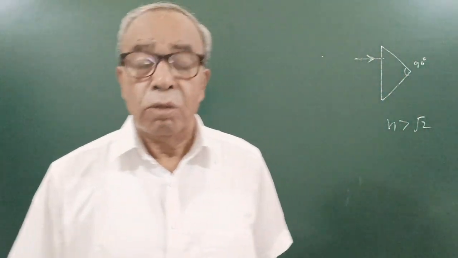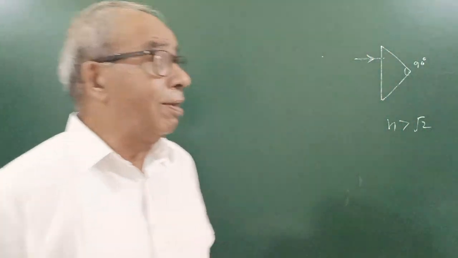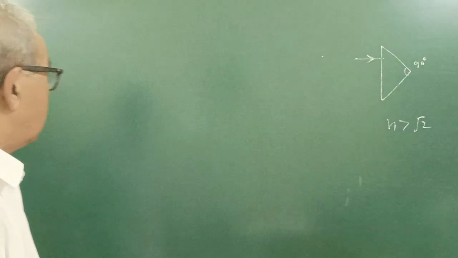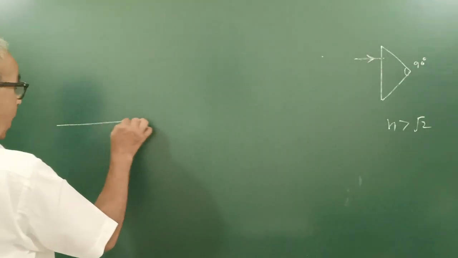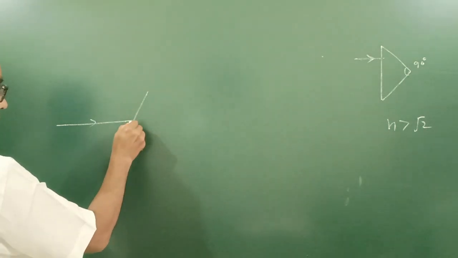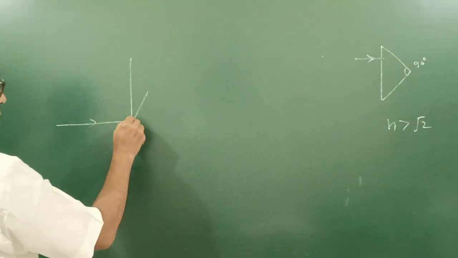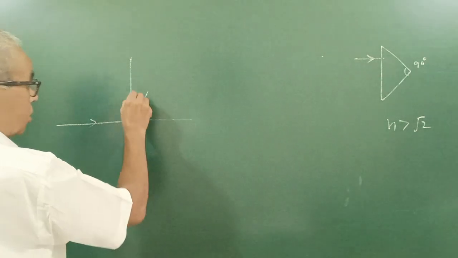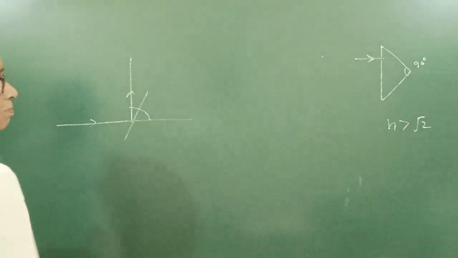It emerges from the prism after suffering a deviation. So the angle of deviation is 180 degree, 90 degree, or 45 degree. What do you know about deviation? If some ray is going like this and due to some problem it gets reflected this way, then the change in path is the deviation.